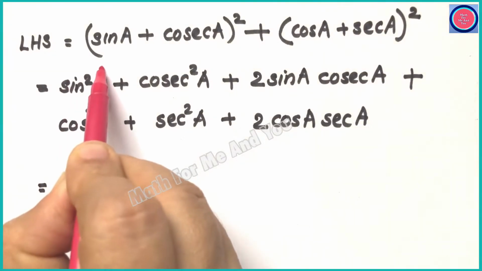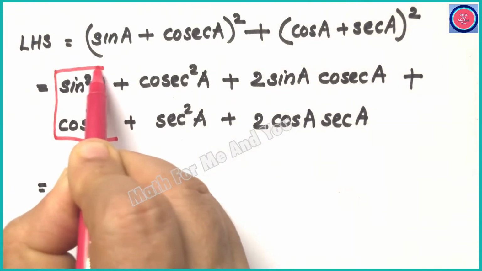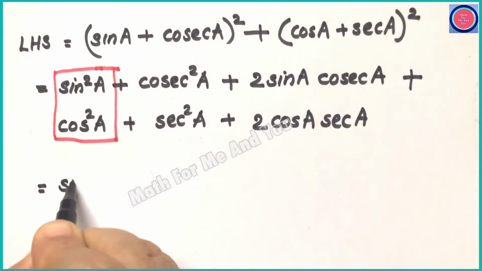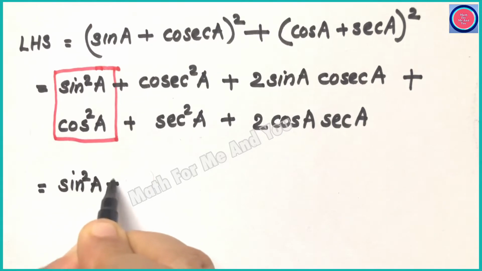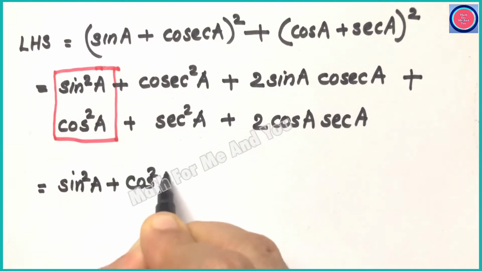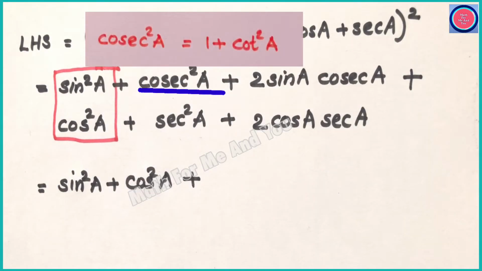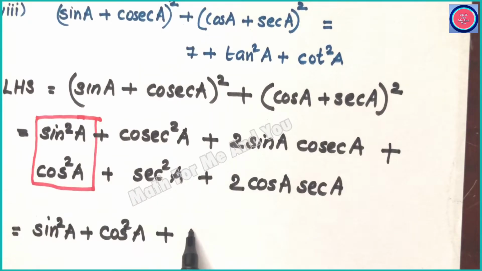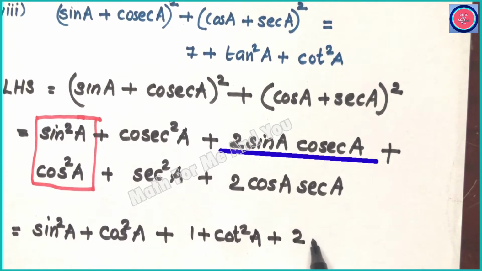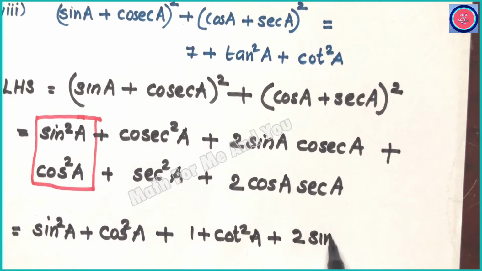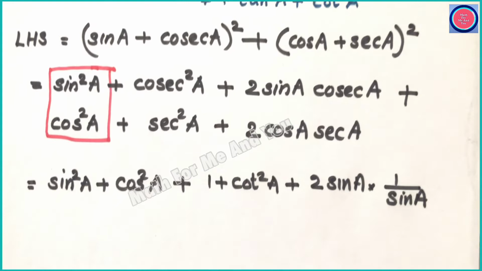See the ratios sin square a and cos square a. Let's write them together. So in the next step we are starting with sin square a. After that we are writing cos square a: sin square a plus cos square a. Next ratio is cosec square a. We have studied the identity cosec square a is equal to 1 plus cot square a. Now we can replace cosec square a with 1 plus cot square a, plus next is 2 sin a times cosec a. 2 sin a times what is cosec a? Reciprocal of sin. So we can write cosec a as 1 divided by sin a.